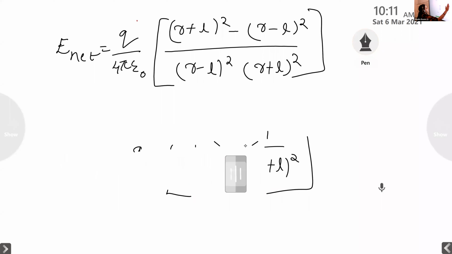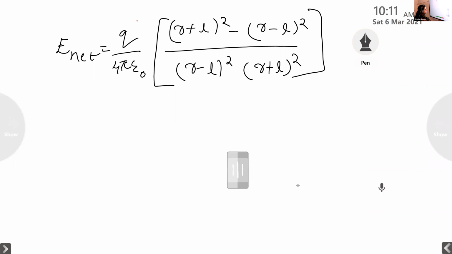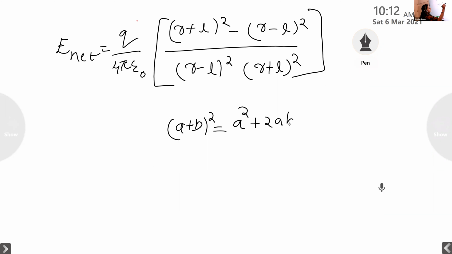Now, here we can use an identity. Write the identity in the rough side of your notebook. R plus L the whole square is in the form of A plus B the whole square, an identity that we have already studied in mathematics. What is A plus B the whole square? A square plus 2AB plus B square.